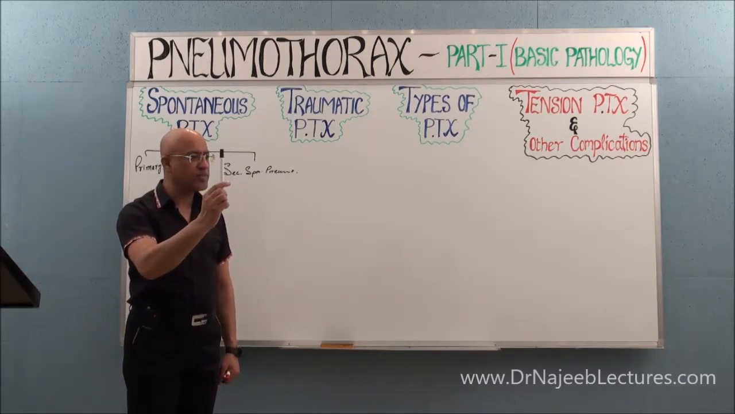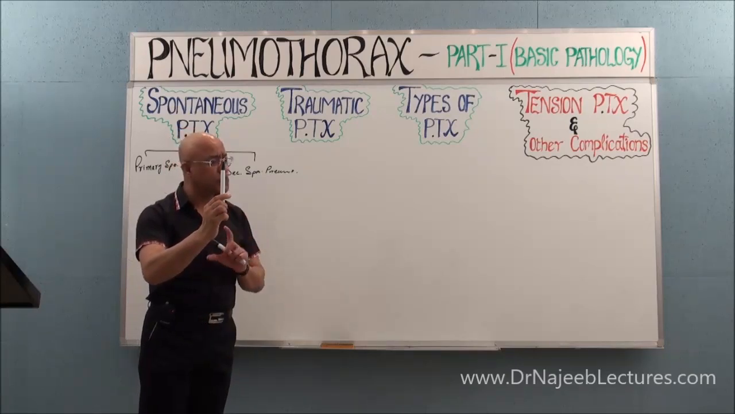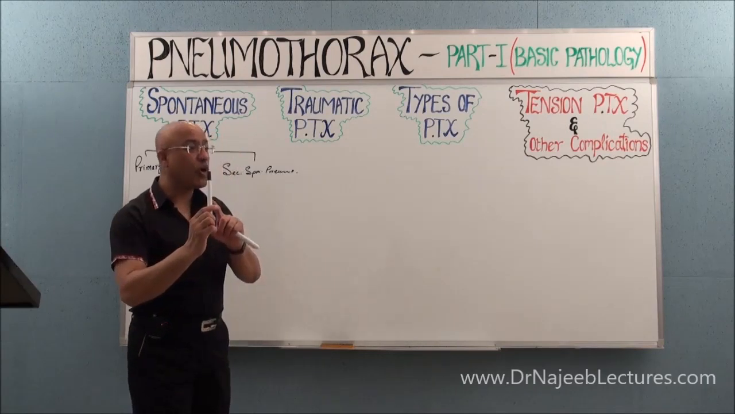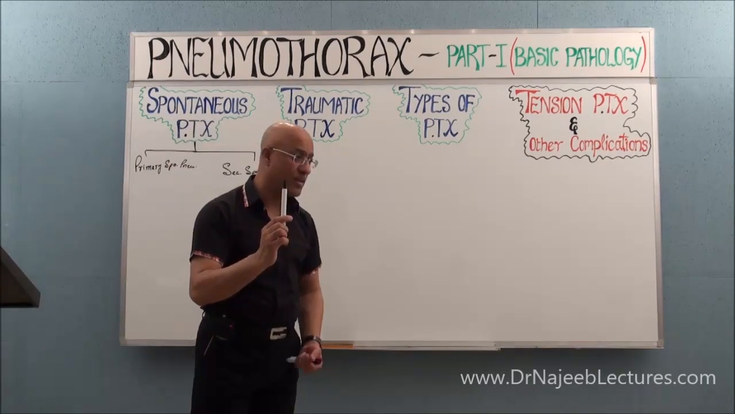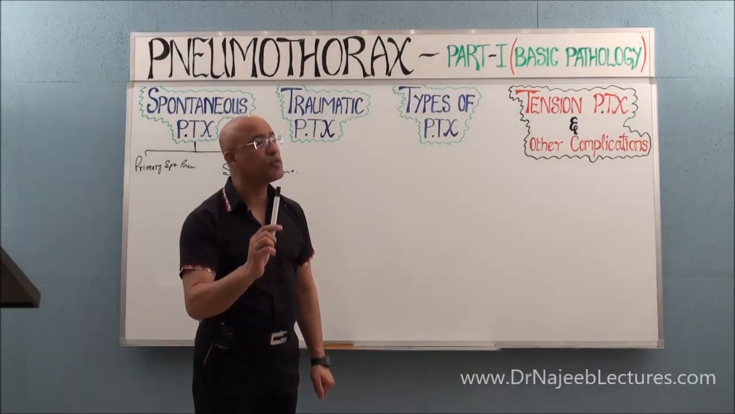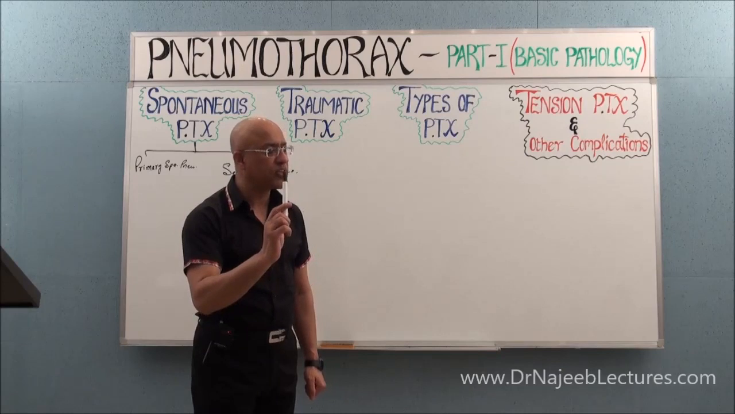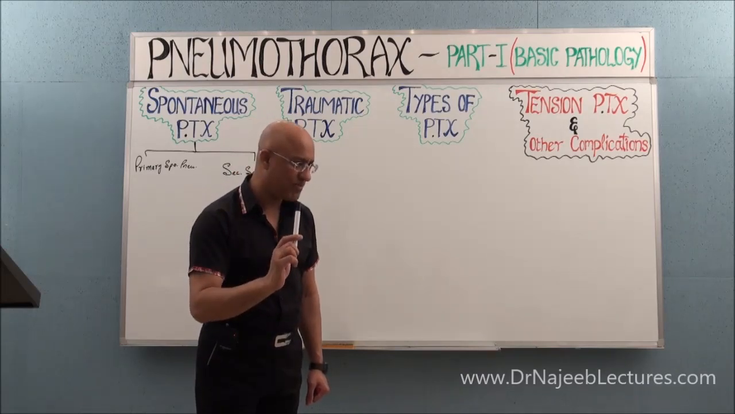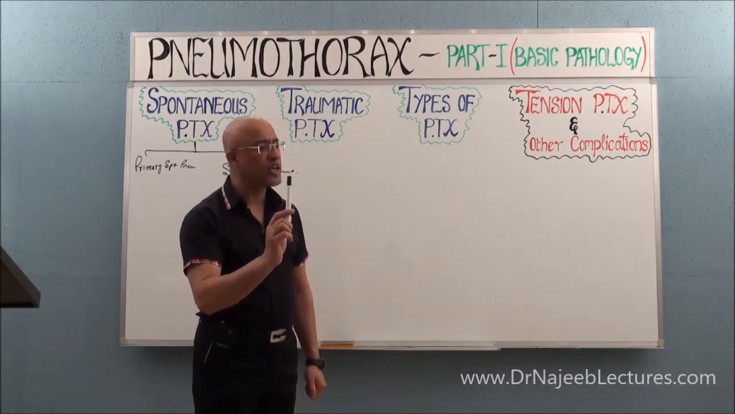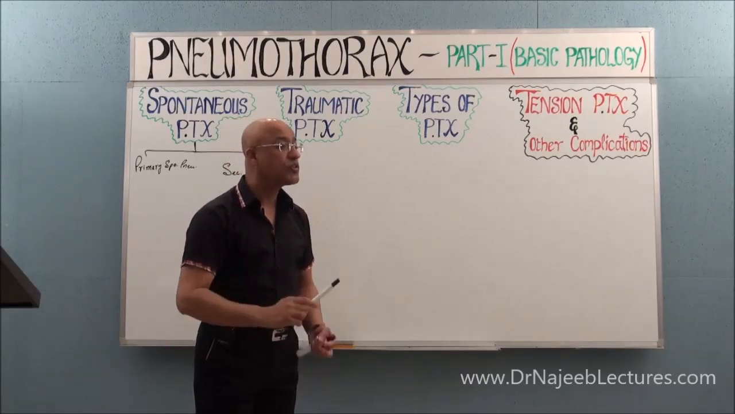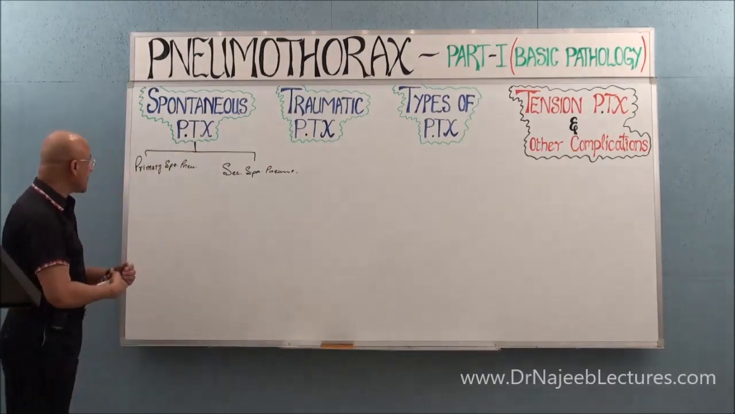In this patient, what happens? Even though pneumothorax occurred spontaneously, there is already some serious disease in the lung. There is some significant pathology in the lung, and that pathology led to spontaneous pneumothorax. It means that pathology led to the pneumothorax formation, but there is no trauma. Underlying lung pathology is there. Such kind of spontaneous pneumothorax is said to be secondary spontaneous pneumothorax.